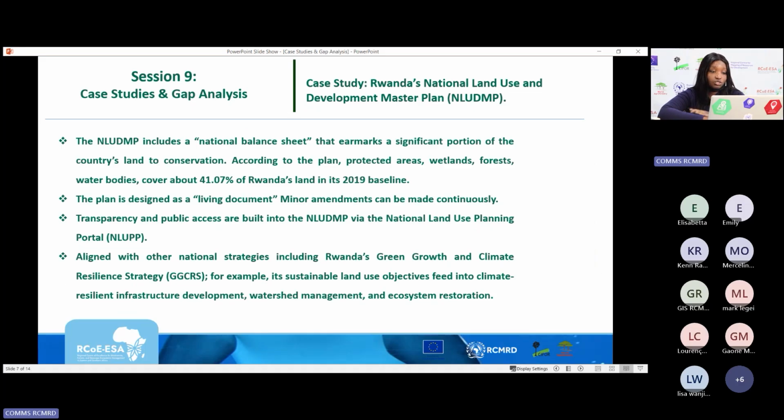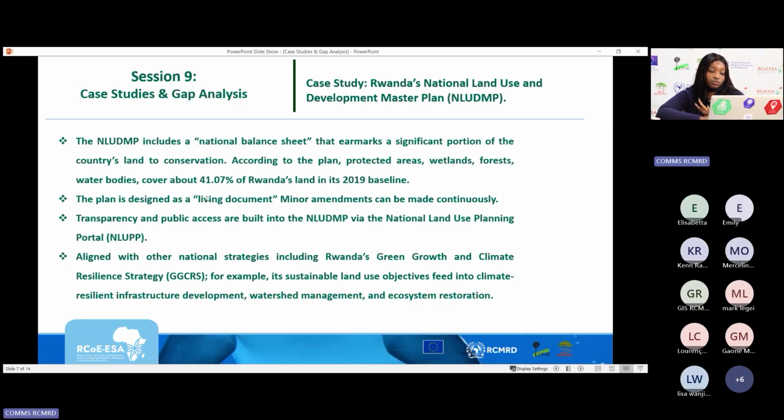Something else, it's also able to have a national balance sheet whereby it's able to earmark a significant proportion of the country's land to conservation in as much as they're trying to develop and accommodate the growing population. So according to this plan, protected areas, wetlands, forest, water bodies, they cover close to 41.07% of Rwanda's land, which is in its 2019 baseline.